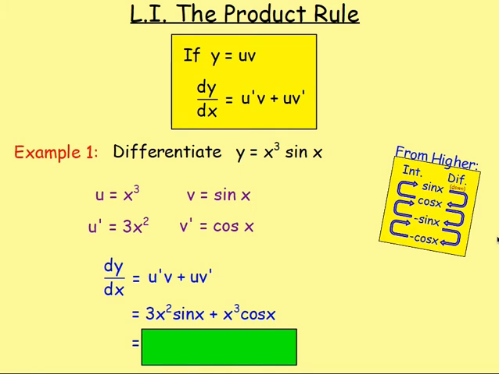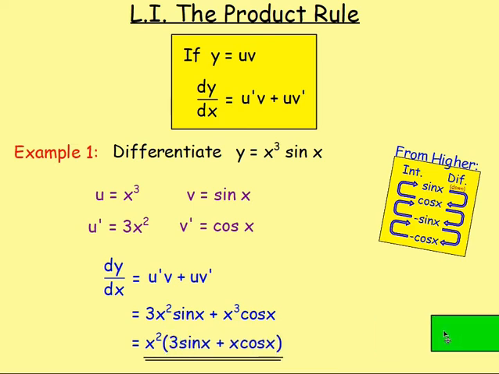Would you leave your answer as that? Well, you could, but really, get into the habit of taking out any common factors. You should be doing that because it may help you later on if you get something a bit more complicated. So, factorising, well, the highest common factor here is just going to be x squared, so you can take that outside the brackets, and then we're left with 3 sine x plus x cos x.